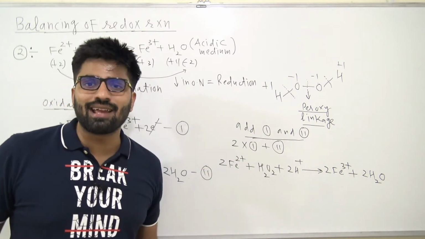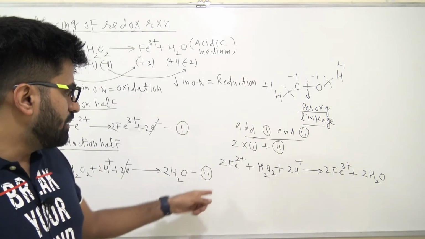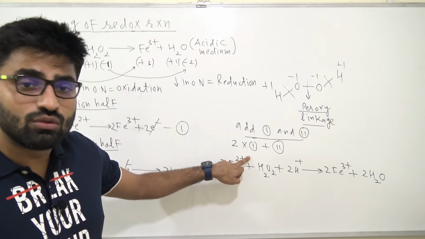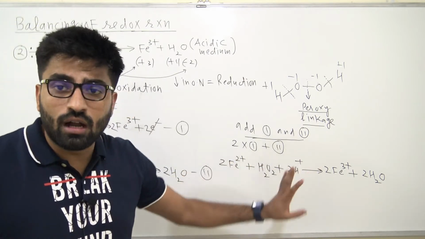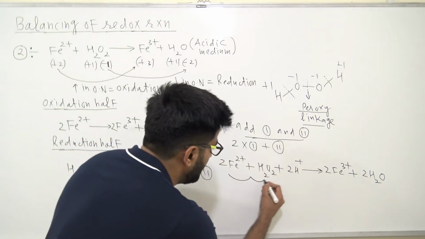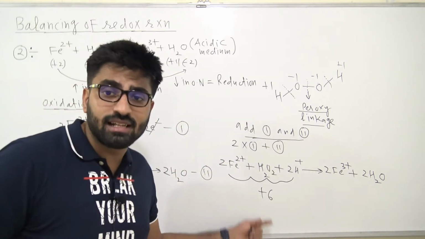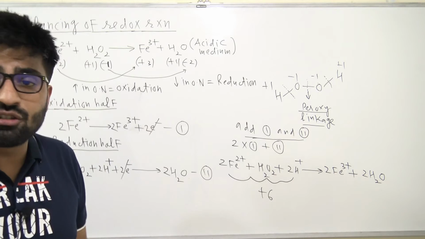So you know how to check it. Check charge, right? How much charge? +2, +4, 2 into +2, +4 and +2. What charge is there on the product side? The product side charge is +6. On the reactant side, the charge is +6. On the product side, the charge also has to be +6.